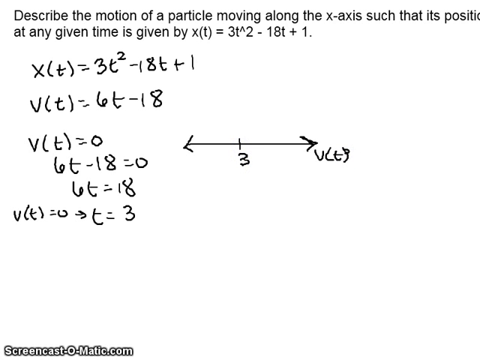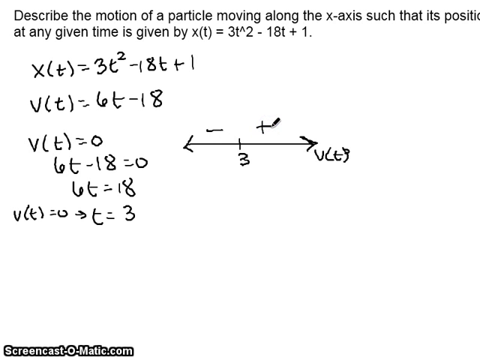So we're going to take a number less than 3, let's say 2, and plug it into our velocity equation. So 2 times 6 is 12, minus 18 gives me a negative number. Now a number bigger than 3, we'll say 4. 6 times 4 is 24, minus the 18, we have a positive number.